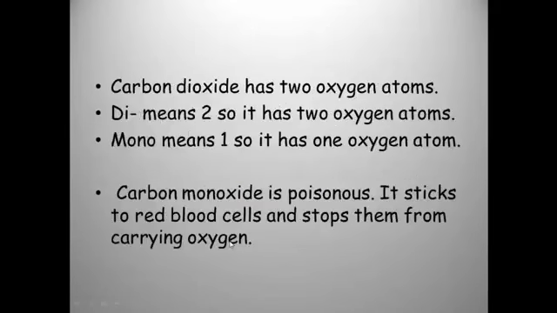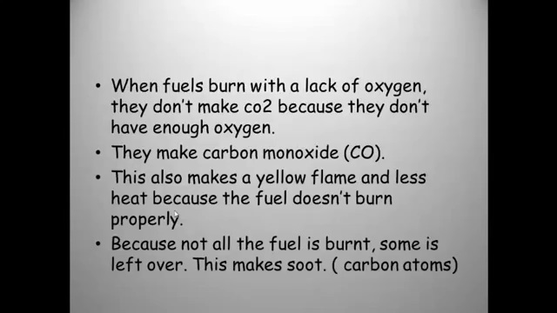What's the difference between the two? Well, carbon dioxide is two oxygen atoms with the carbon. Di means two, so two oxygen atoms. Mono means one, so there's one oxygen atom. That's the difference between CO and CO2. The thing you need to know about carbon monoxide is that it's poisonous, and it sticks to the red blood cells and stops them from carrying oxygen.